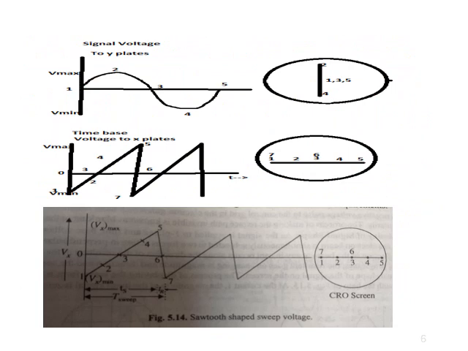You see, if we give only AC signal voltage to the Y plate, we will get only the vertical line on the screen. Okay. At point 1, the voltage provided to the Y plate is 0, so the electron beam spot will be at the center. At point 2, voltage is maximum positive, so it will be on the upper side. At point 3, voltage is 0, it is again at the center. At point 4, voltage is negative, so it is downward. And at point 5, voltage is again 0, so it is at the center.